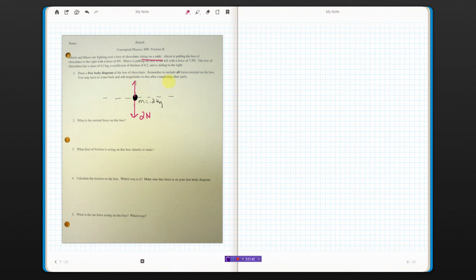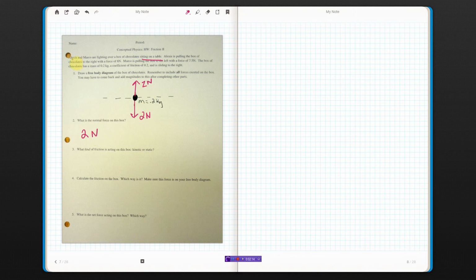And in this case, where is it? Sorry, it just went away for a second. Okay. If it's on a flat table, and I'm not pulling up or pushing down on it, then the normal force would just be the same as the gravity, so that's going to be 2 newtons. Which, by the way, answers what the normal force on this box is. Now I know, I can put that there.